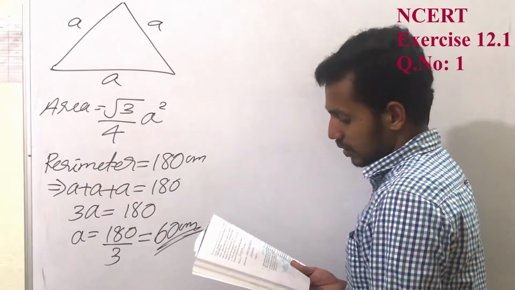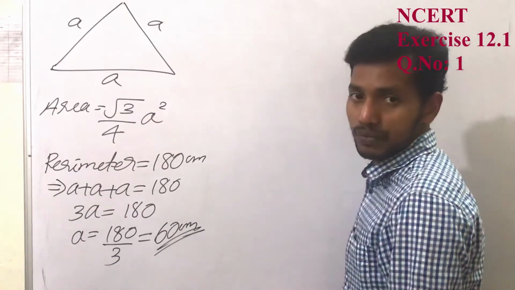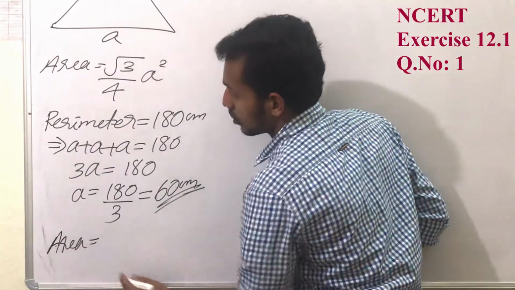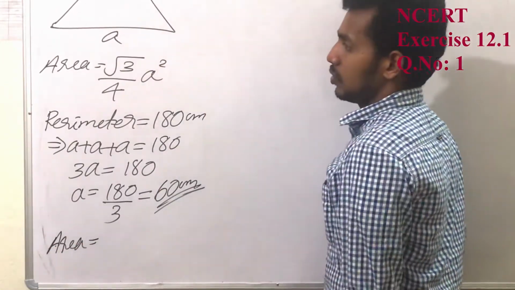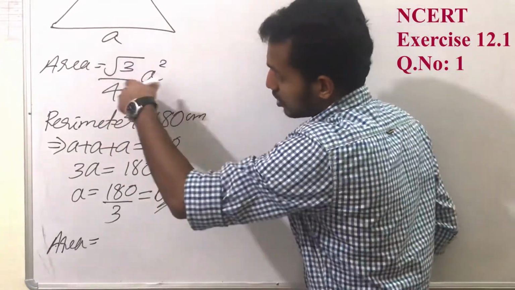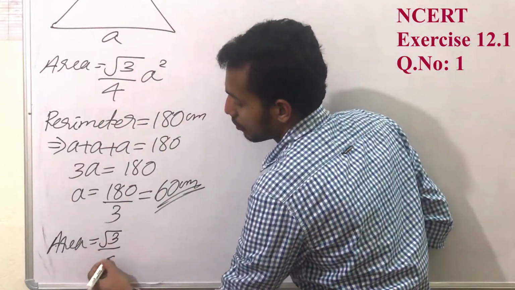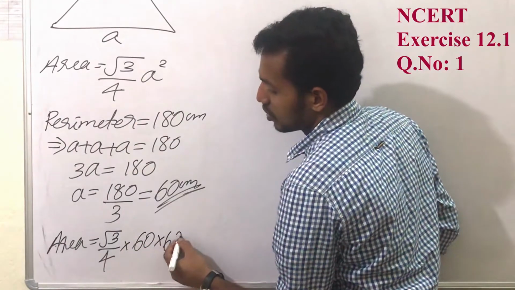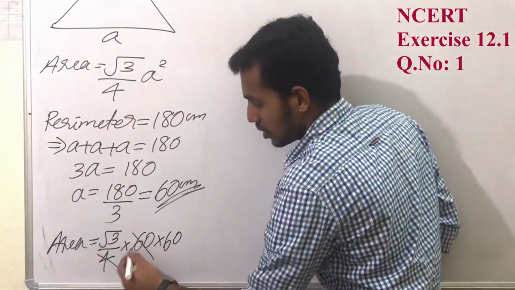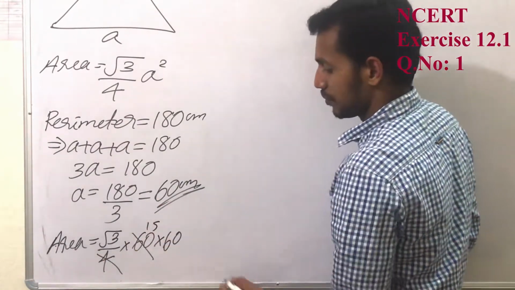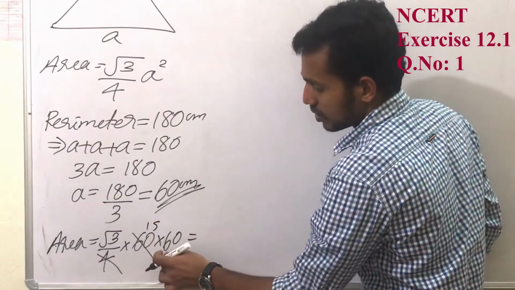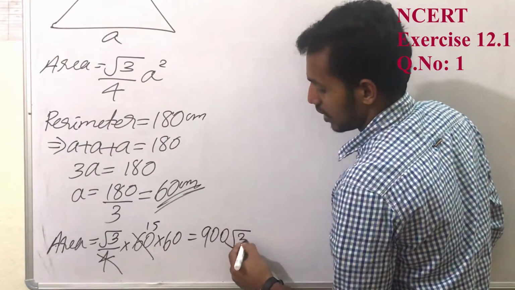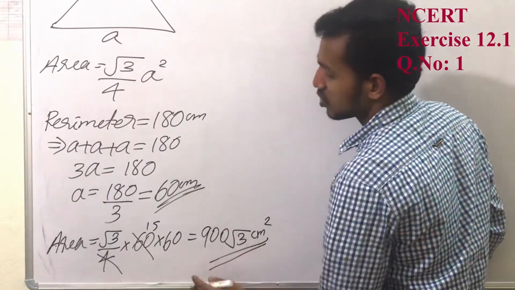Now, what will be the area of the signal board? We can easily apply this formula here. Area is equal to root 3 by 4 into a square, which will be 60 square, that is 60 into 60. Cancel it. 16 by 4 is equal to 15. That is 15 into 6 is equal to 90. 1 0 is here and root 3 is here. So 900 root 3 centimeter square.